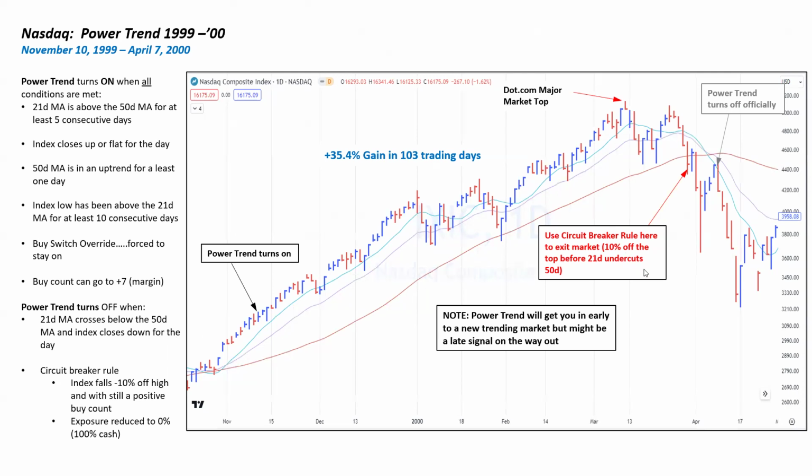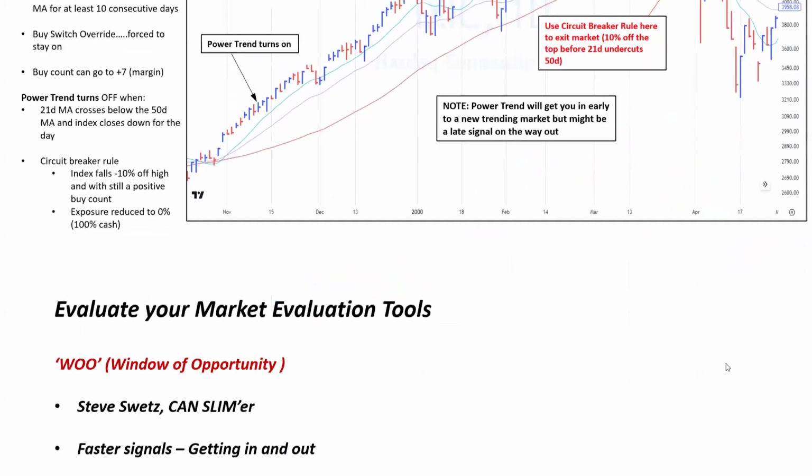But the circuit breaker basically is just that. In a sharp break of the market, if you come 10% off the top in a very short amount of time, this can help be a trigger to say, start reducing your exposure quickly. You can see if you followed the basic rule, the power trend didn't really turn off until after you had this sharp panic selling. We had a rally, and then finally the purple line crossed and officially turned the power trend off here. You really needed the circuit breaker rule because it was too late. So just understanding the tools and how effective they are in different market conditions can be really helpful.